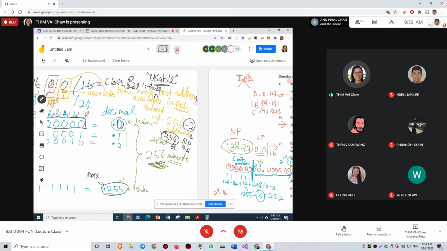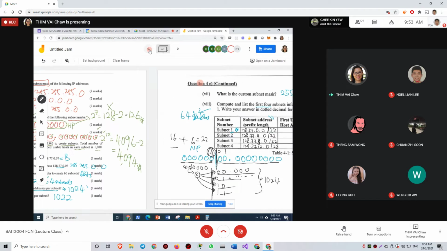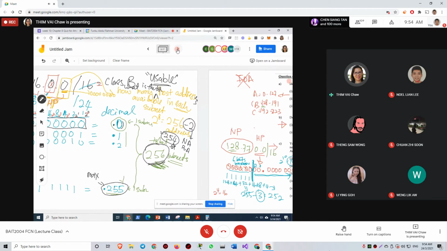So therefore, over here you are saying that in this case you have 10 bits for the network and 10 bits for your host portion, and in total you have 1024 addresses. But the maximum number of addresses that you can have in one octet is 256. Therefore, I'm going to divide it.